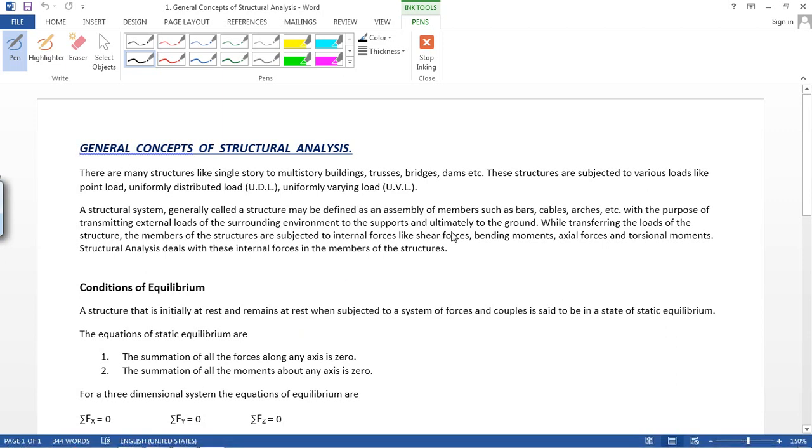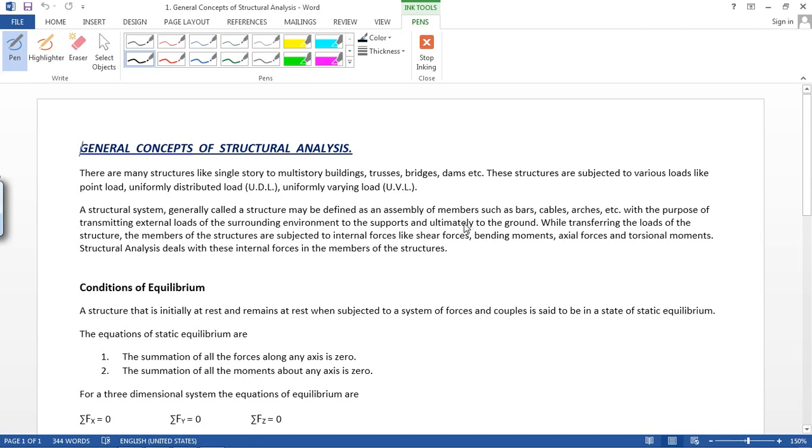This is a small note. I'll keep these notes also short. General concept of structural analysis, the first tutorial. I will read the note first. There are many structures like single story to multi-story buildings, trusses, bridges, dam, etc.